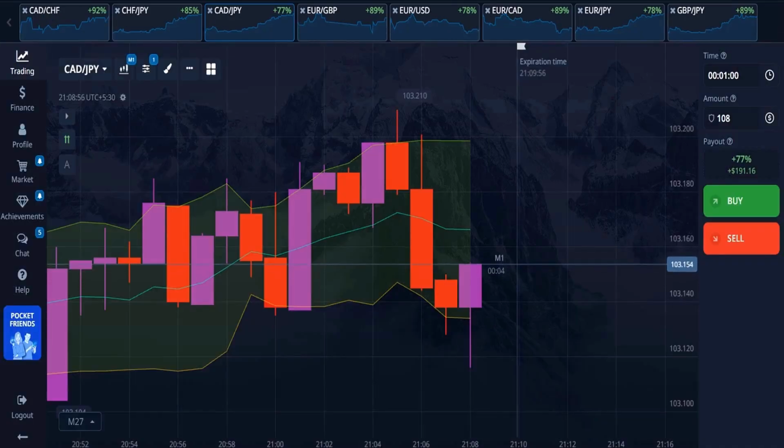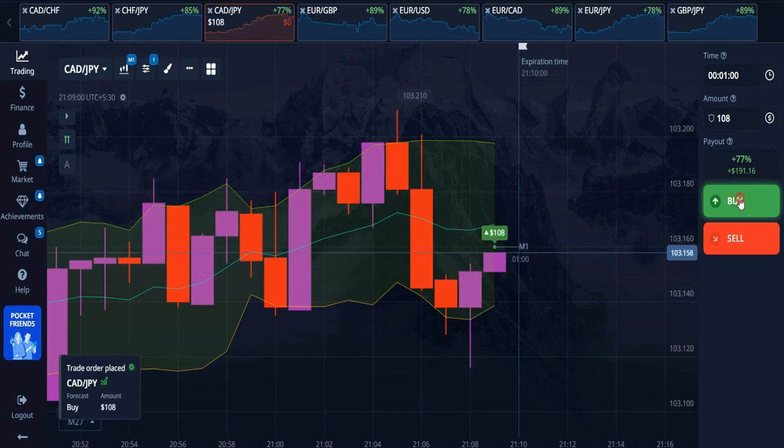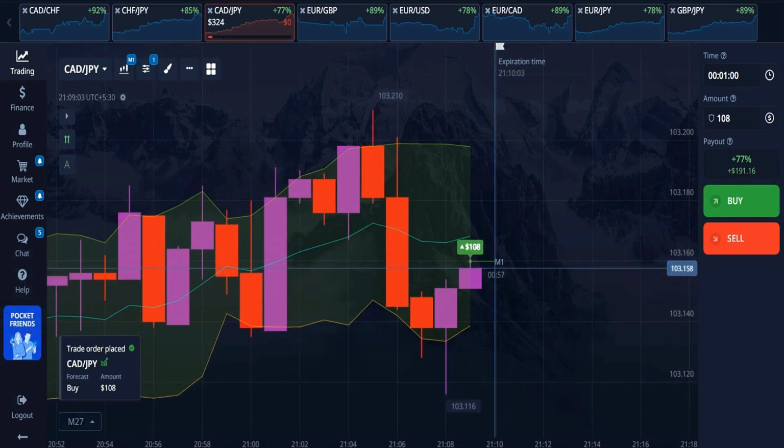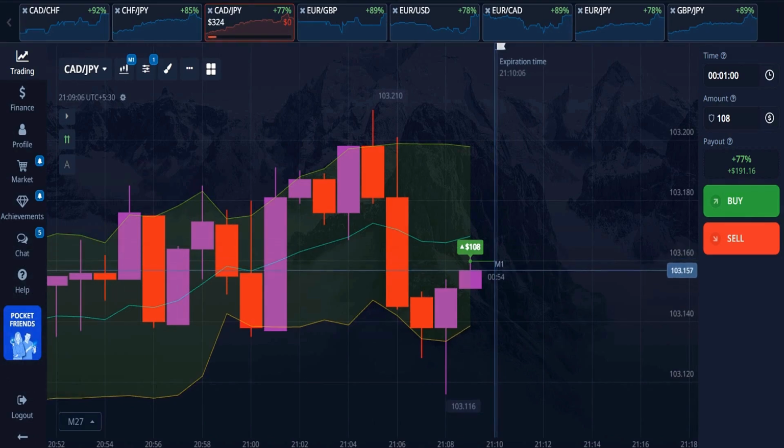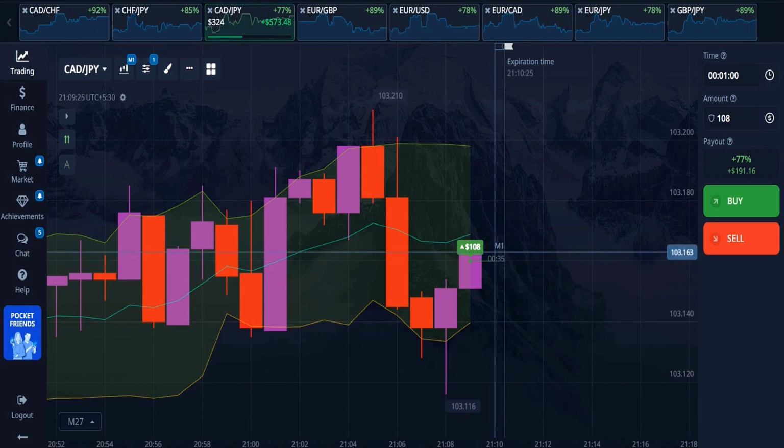Now that we have the right indicator settings, let's focus on finding the next perfect trade setup. All right, traders, we've just found a perfect buy trade setup. The price is near the lower Bollinger Band. A bullish engulfing pattern has just formed. According to our strategy, this is an ideal buy trade setup. Now, let's see whether it brings us profit or loss.